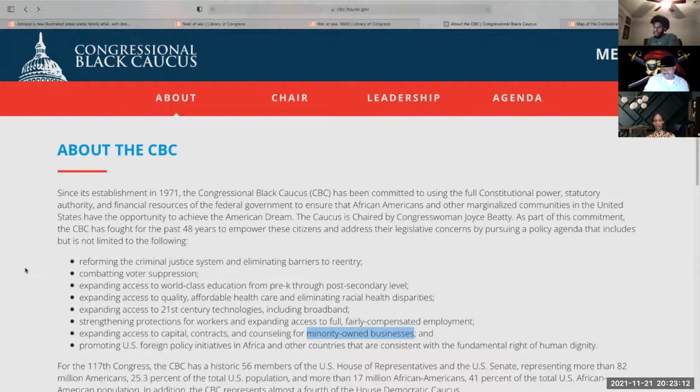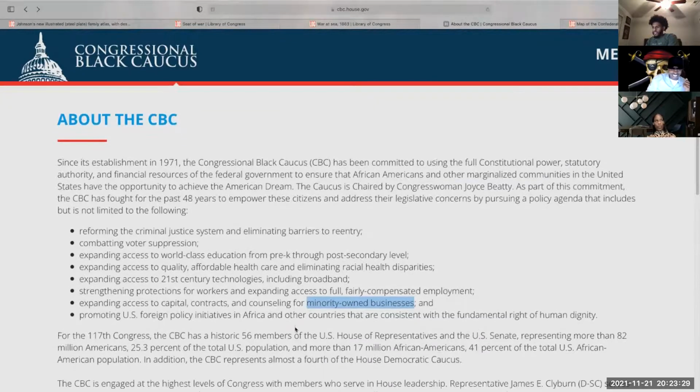The last one is an embarrassment. Look, promoting U.S. foreign policy initiatives in Africa. You still ain't got nothing over here. Now they talking about we gonna make sure Africa's straight. Exactly. Silliest shit I've ever read. It's horrible. It's real. Like what? 17 million of us, and you got a caucus that does not fight for you specifically.